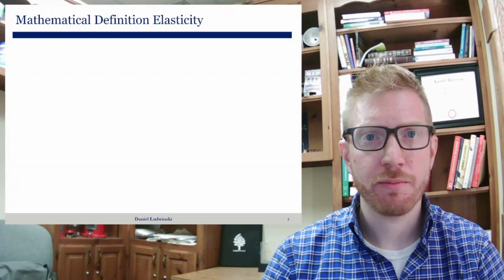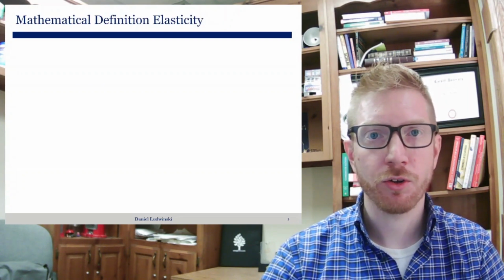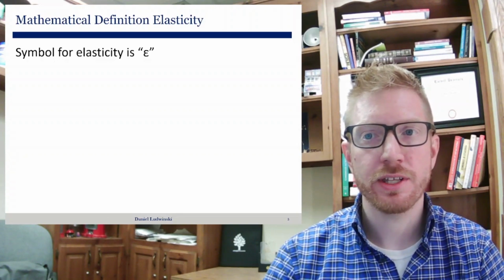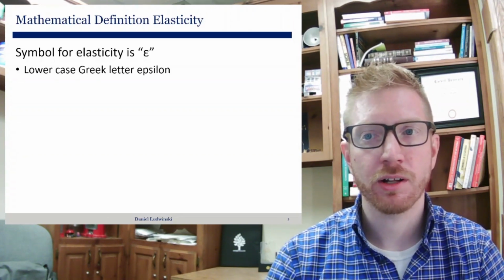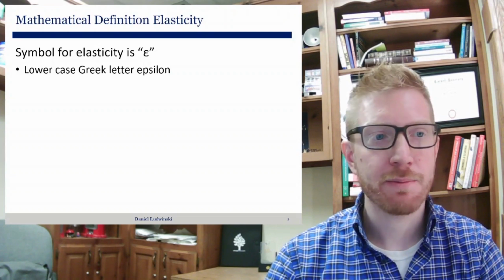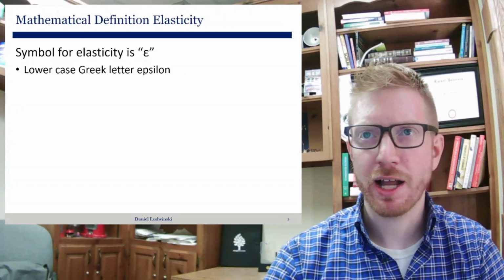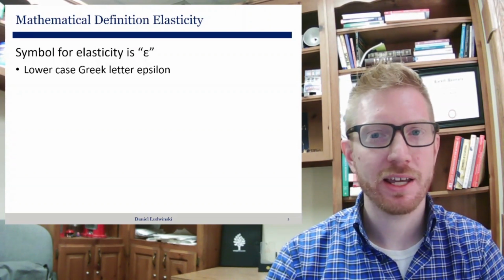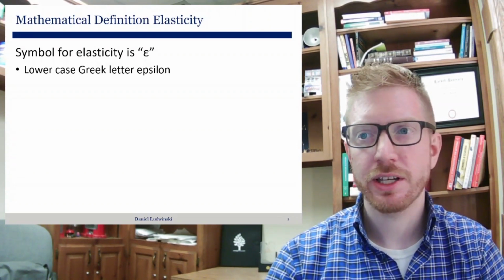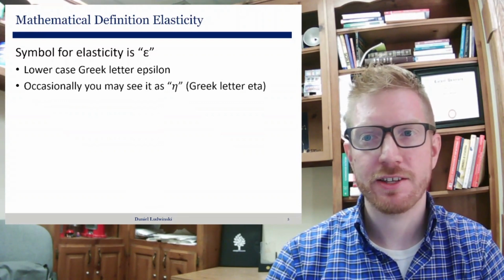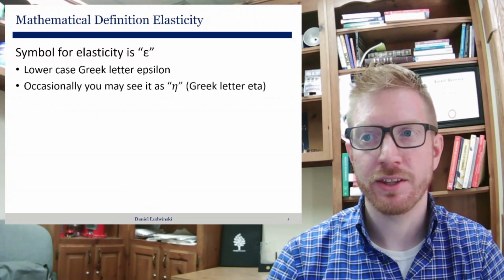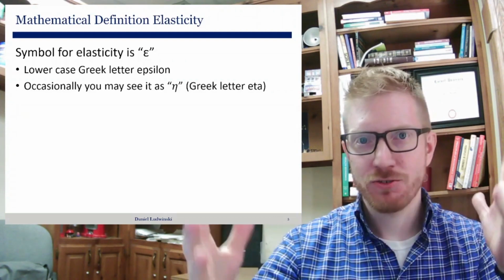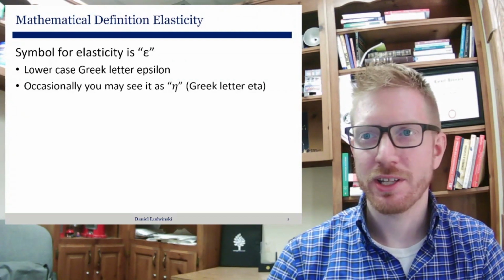Elasticity is a mathematical concept, so I also want to define it mathematically. We'll generally in this class be using this symbol, the lowercase Greek letter epsilon. However, epsilon is a very popular Greek symbol, very in demand, if you will. So occasionally you will see elasticity represented as the Greek letter eta. It looks like an N, but it's eta, so also kind of starts with an E, and so that's why it's used for elasticity.